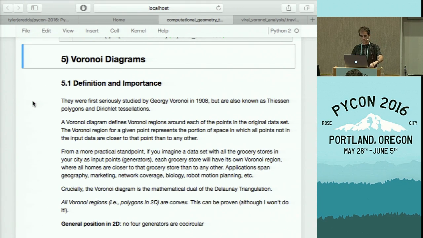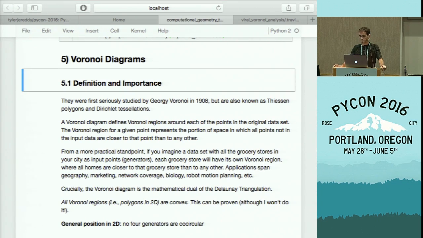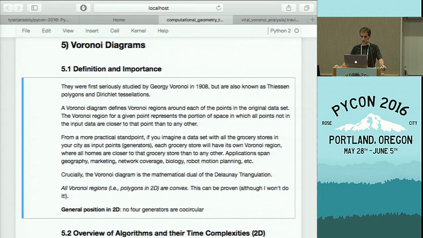So the second last section is on Voronoi diagrams, which is a super important topic in computational geometry. It's not too hard to come up with useful examples for the real world, applying Voronoi diagrams. They were first seriously studied by Gregory Voronoi in 1908, but there are several other names used for them.